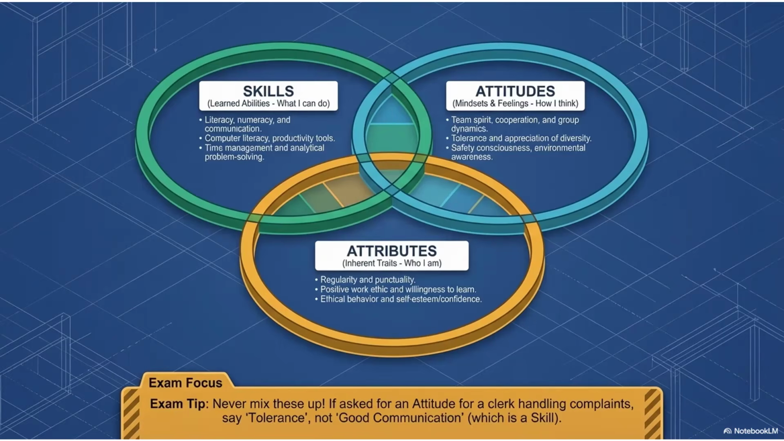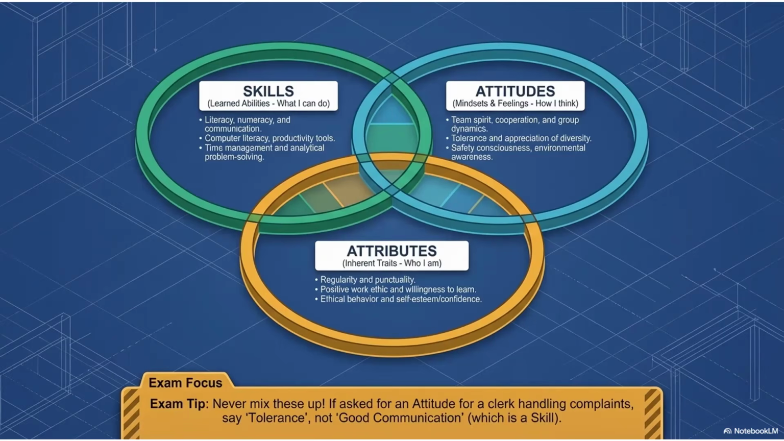Not a particular worker, not somebody working in a particular department. No matter where you're working, once you're in an office, these are some of the skills you should possess. These are some of the things that you should be able to do. Basic literacy, basic numeracy, to be able to communicate, computer literacy, time management skills, the ability to use productivity tools, analytical problem solving. You should have some of these skills.